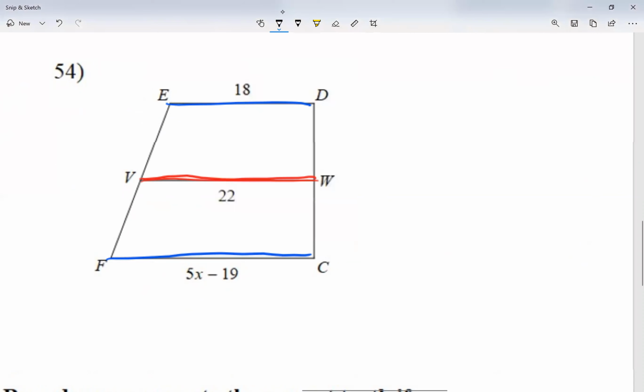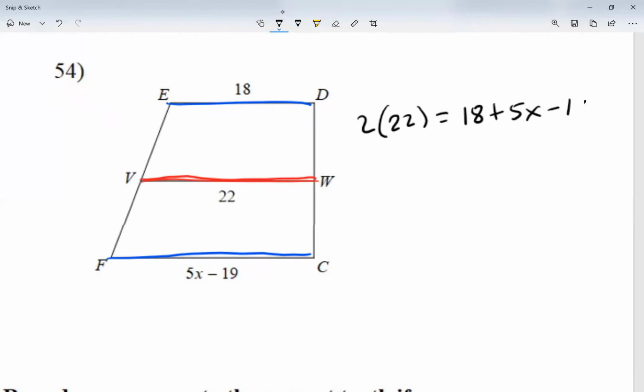The way I'm going to work this, I'm going to go 22 times 2, right? The mid segment times 2 equals 18 plus 5x minus 19. I add the two sides that are parallel to the mid segment. All right, let me separate them to the equal sign. On the left side, 2 times 22, that gives me 44.